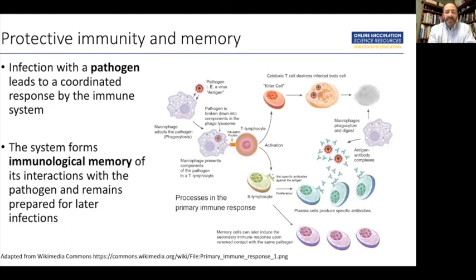And an additional benefit of this response is that through the formation and selection of these specific B cells and T cells, the body can form what's called an immunological memory. So it can remember its interactions with that pathogen and be prepared to make those antibodies again and be able to make those cellular responses again in the case of a later infection. And that is, again, the basis of what we know as immunity or protective immunity.